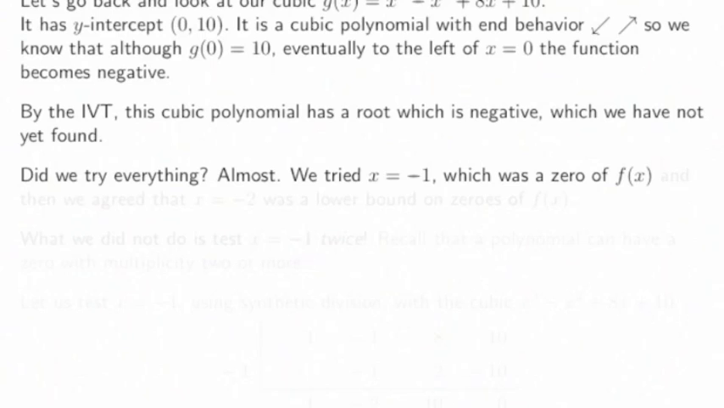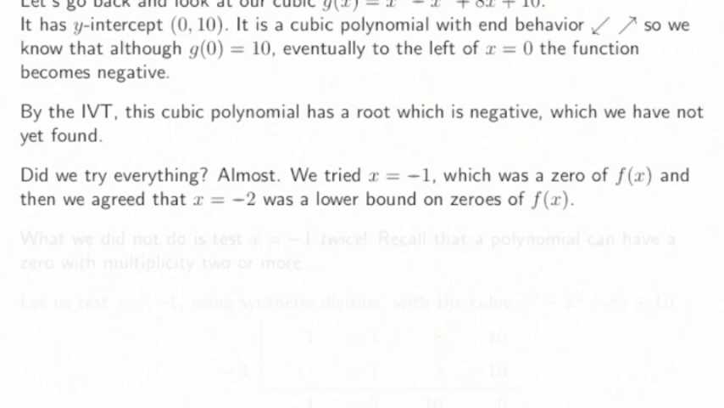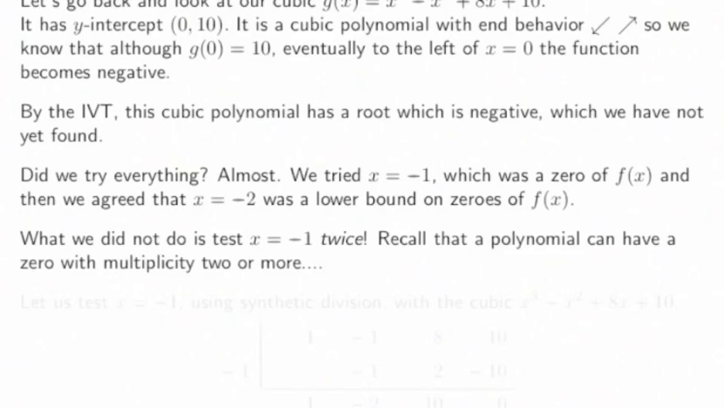Almost. We tried x equals minus 1 and found that it was a 0. And we agreed that minus 2 was a lower bound. What we did not do is test minus 1 again. It was already a 0, but we didn't test it twice. Recall that a polynomial can have a 0 with multiplicity 2 or more.